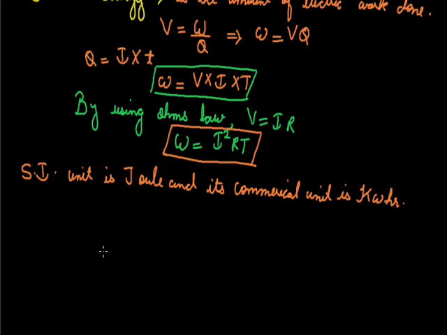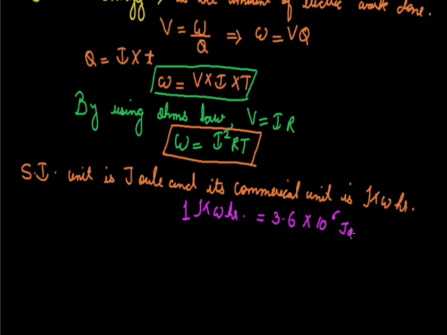The commercial unit of energy and the SI unit of energy are related by the equation, which states that 1 kilowatt hour is equal to 3.6 into 10 to the power 6 joules.